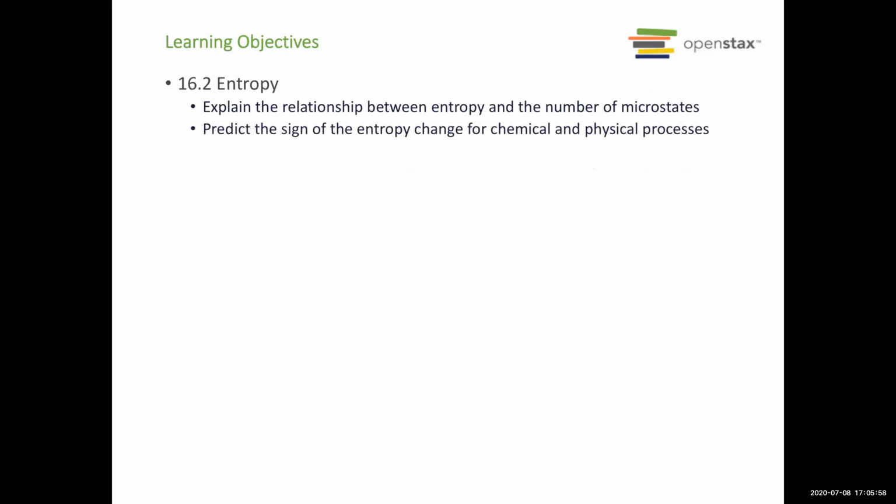So let's explore more about entropy. It's chapter section 16.2, where we'll explain the relationship between entropy and the number of microstates. We'll look at how we can predict the sign of an entropy change for a chemical and physical process.